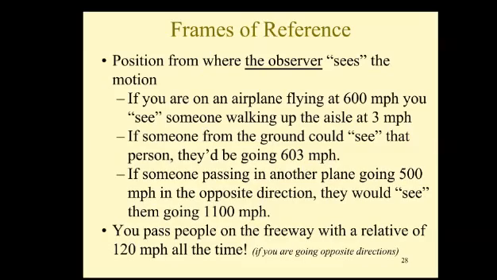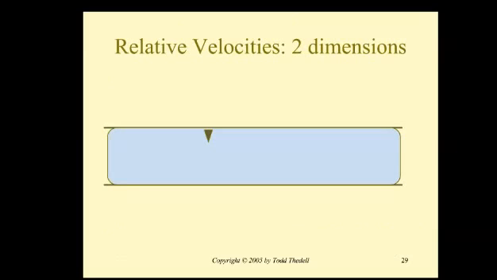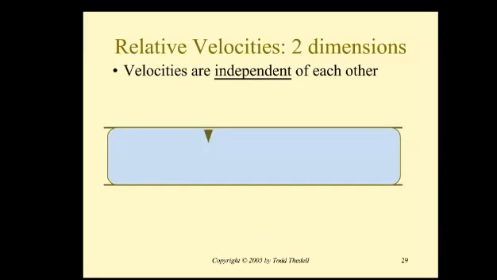Sometimes they're implied, and sometimes they have to be specifically mentioned in the problem or the situation. So two-dimensional relative velocity is when the velocities are independent of each other. That means they both act upon an object as if the other object wasn't there.